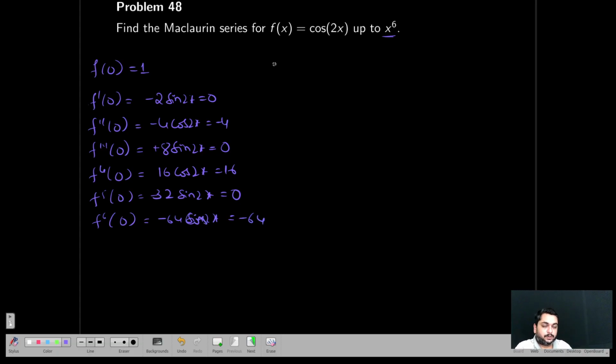So now you put it in this Taylor series or Maclaurin series and you will get 1 minus 4x square by 2 factorial plus 16 x to the power 4 divided by 4 factorial minus 64 x to the power 6 by 6 factorial. The other terms are 0, so I am just leaving those. This is the answer.